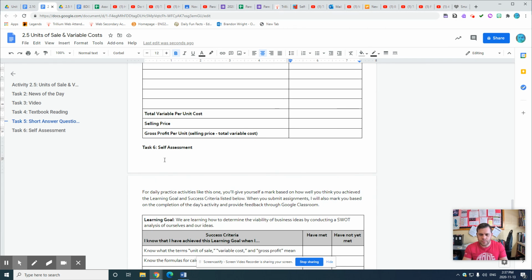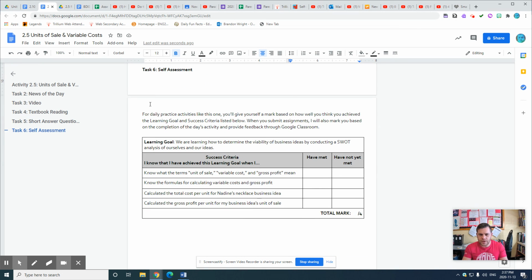All right. So hopefully that answers any questions that you do have. And here's a self-assessment that I'd like you to do afterward. If you know what the terms unit of sale, variable cost, and gross profit mean, check that off. If you know the formulas for calculating variable cost and gross profit, if you calculated the total per unit cost in Nadine's business idea for her necklaces, and if you calculated the gross profit per unit for your business idea, check all those off and give yourself a mark out of 4. So if you've met all 4, give yourself 4 out of 4.